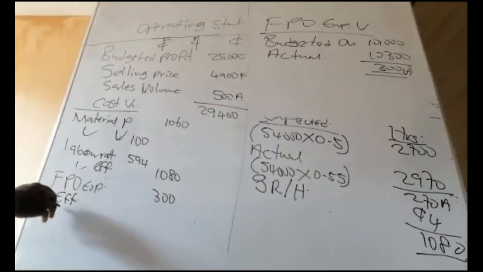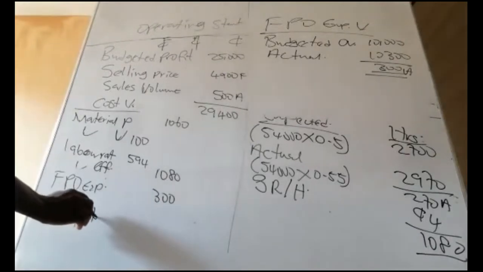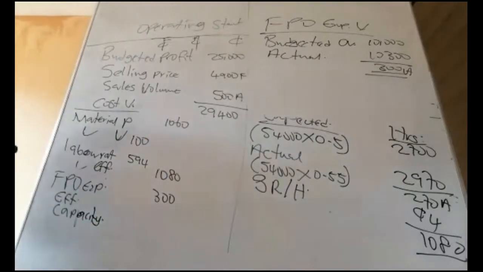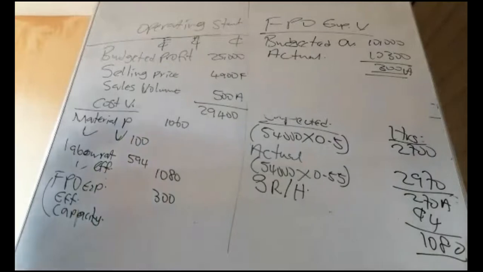Then the efficiency, then capacity, then we are almost through. This is a big question for 15 marks. In fact, for these ones, we can use a shortcut approach. A shortcut approach for these three. Just one calculation can give you the answer for these three. I think when I'm done, I'll introduce you to that one.